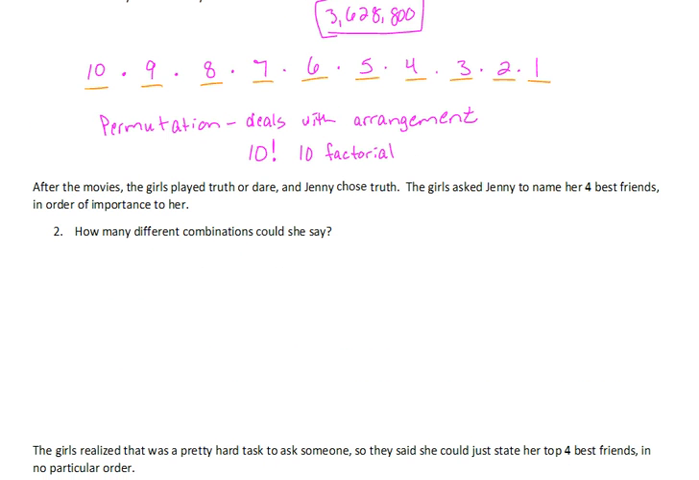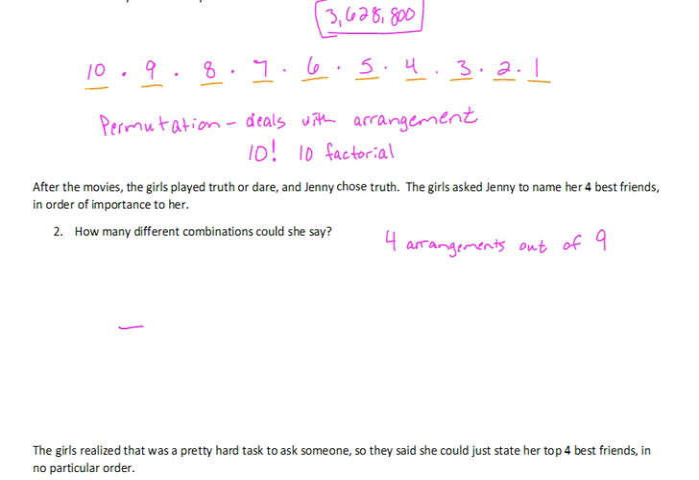After the movies, the girls played Truth or Dare, and Jenny chose the truth. The girls asked Jenny to name her 4 best friends in order of importance. Okay, this one's a little bit different than that first one because now instead of having 10 girls that we're focusing on, we actually have 4 out of the 9 friends that she had. So we are looking at 4 arrangements out of 9.